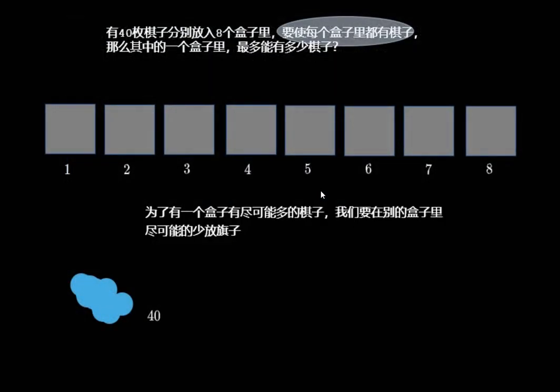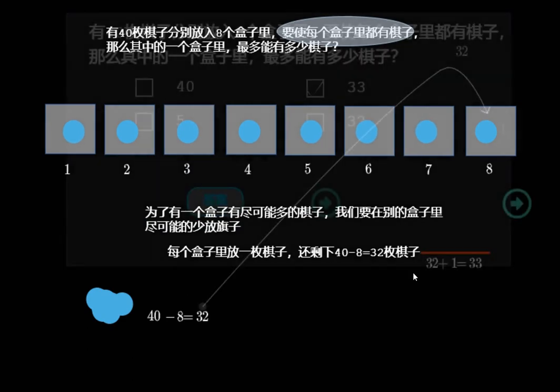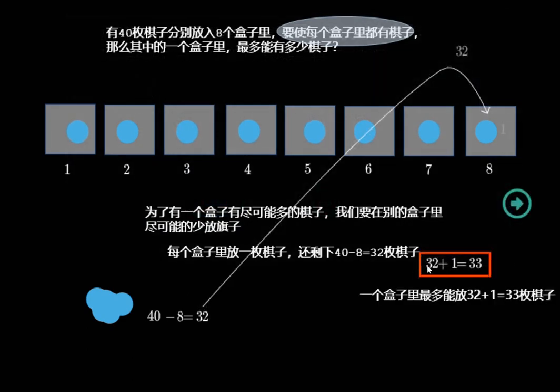In order to have one box with as many chess pieces as possible, we need to put as few chess pieces as possible in the other boxes. Put one chess piece in each box, and there are 40 minus 8 is equal to 32 chess pieces left. The maximum number of chess pieces that can be put is 32 minus 1 is equal to 33.